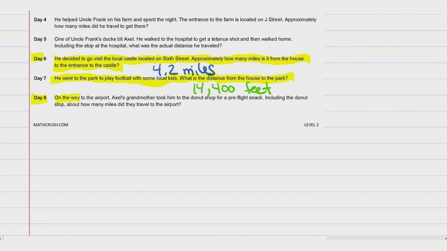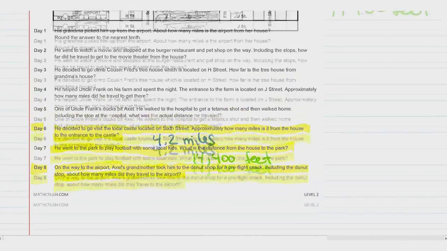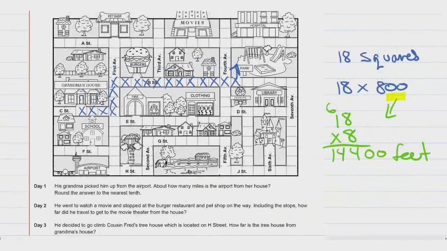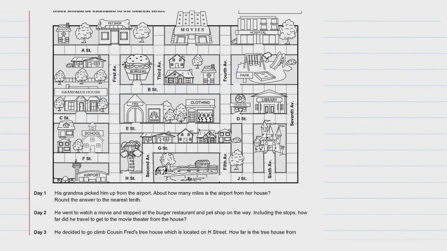So, on the way to the airport, Axel's grandmother took him to the donut shop for a pre-flight snack, including the donut stop. About how many miles did they travel to the airport? So Grandma, being the cool grandma she is, let me clean this up really quick. She takes him to the donut shop, which is right there. So they go 1, 2, 3, 4, 5, 6, 7, 8, 9, 10, 11, 12, 13, 14, 15, 16, 17 squares to get to the donut shop.